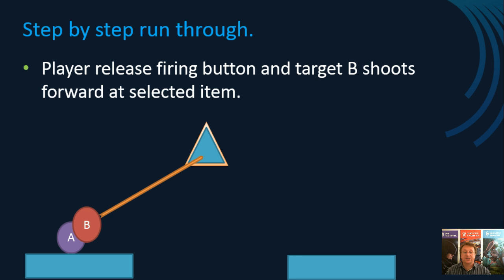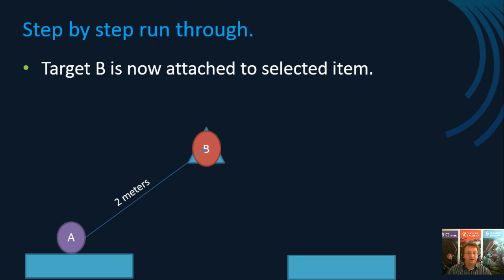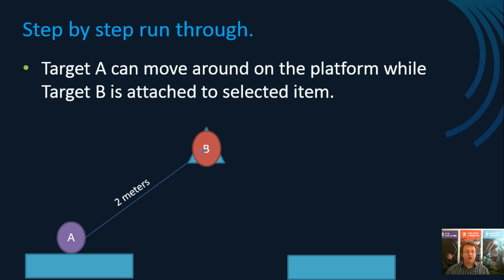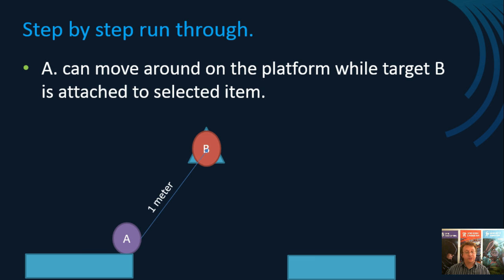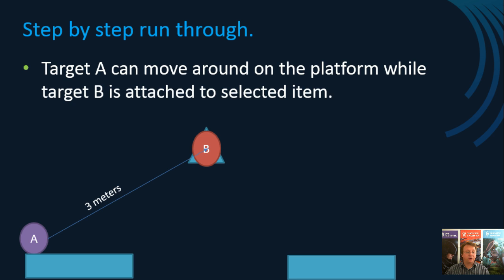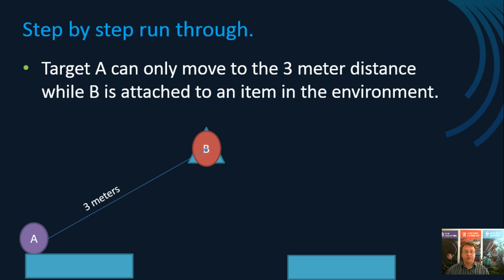So the player releases the fire button, and target B shoots forward at a selected item. When target B hits, you can see that my character from A is 2 meters away. Remember we were talking earlier about the restrictions of how far a character can move with that rope. So you can see now that he's got 3 meters while that rope is attached to target B, and he can't go any further than that. So target A can only move to 3 meters distance while it's attached to an item in the environment.